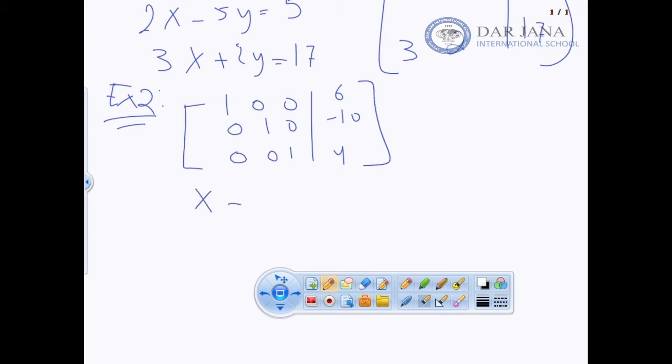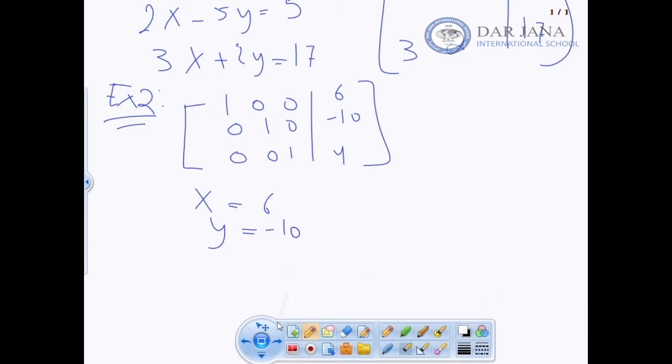It will become x equals 6, because here 1x plus 0y plus 0 equals 6. And the second one, 0x plus 1y equals negative 10, and the last one, z equals 4. This augmented matrix is written in reduced echelon form.